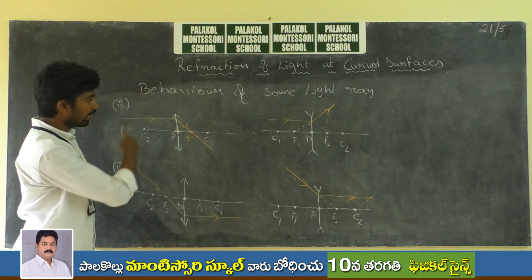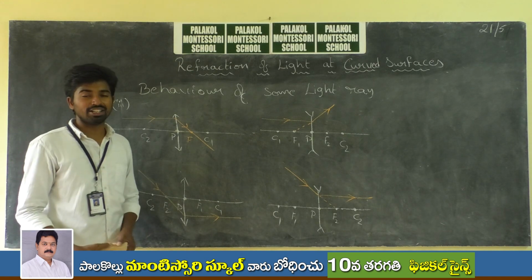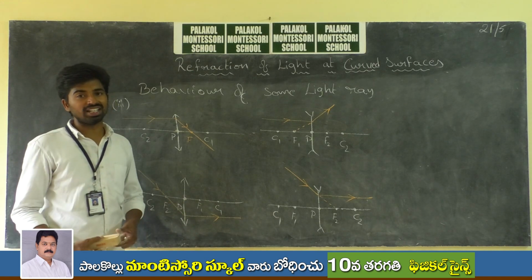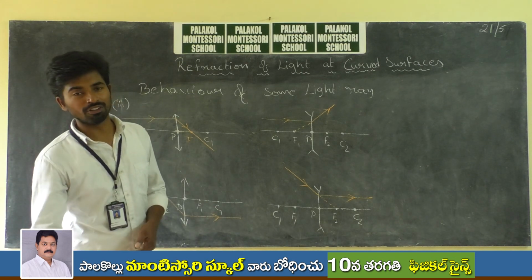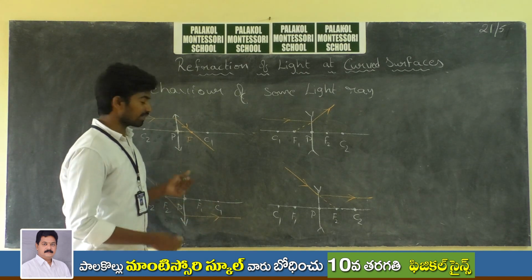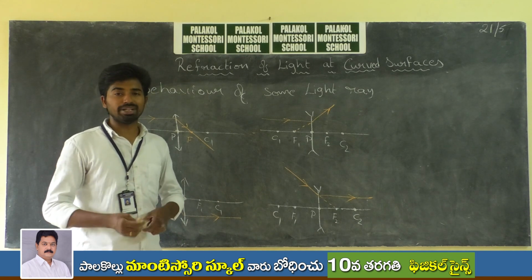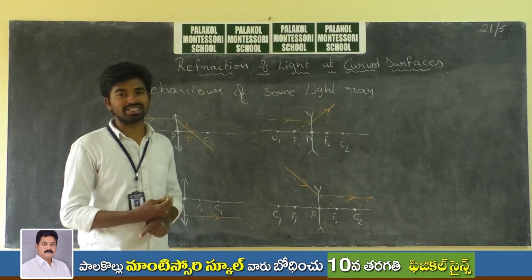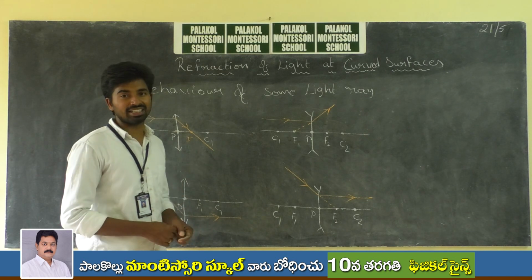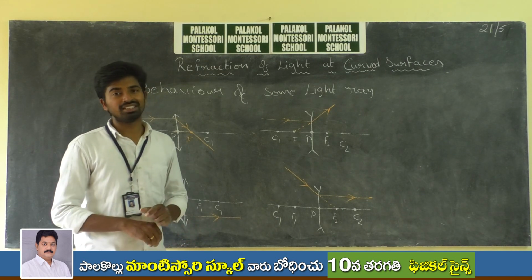So these are the behaviors of light rays when they are passing through the lenses. In the next session, we will learn how these lenses form the images of objects, what the types of images are, and what the nature of the images is that these lenses can form. We will discuss that in the next session.